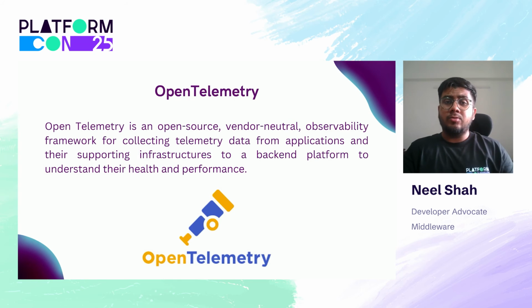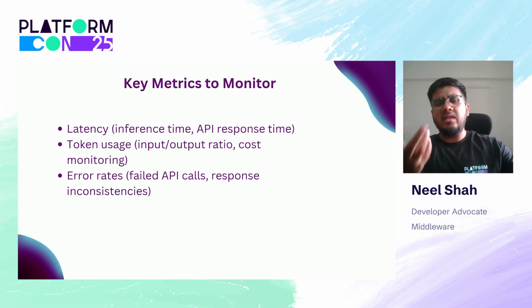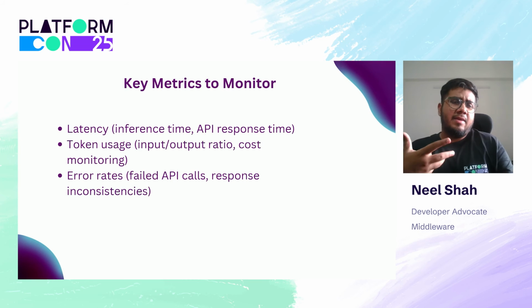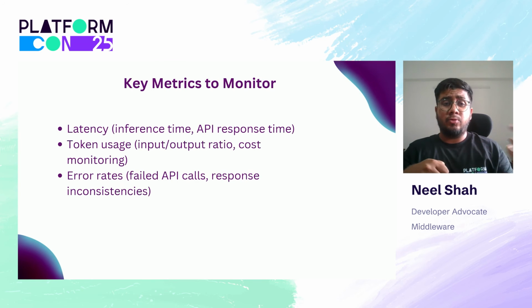So what are the key metrics to monitor? Majorly, for AI/ML projects, we see latency, inference time, and API response time. We also see the token usage of LLMs. We also see how many errors there are, how many failed API calls there are, and how many response inconsistencies there are.